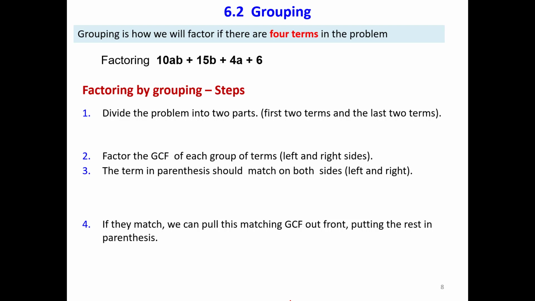Now, what are the steps if we want to factor a polynomial using the grouping method? We will follow the steps and try to factor this polynomial. The first step, number 1, is we divide the problem in two parts, the first two terms and the last two terms. Let's write this again. We want to factor this polynomial.